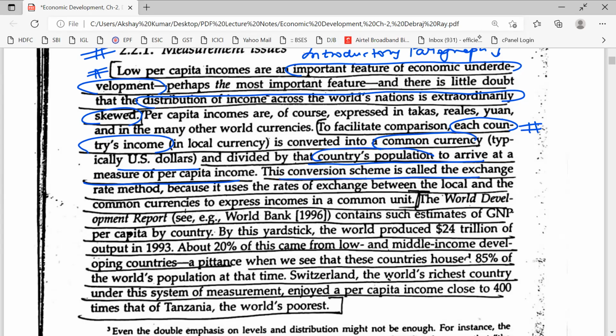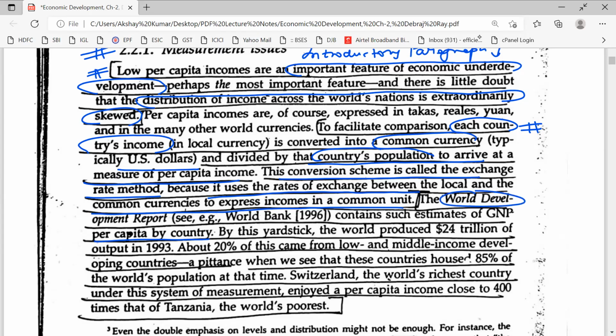This conversion scheme is called the exchange rate method because it uses the rates of exchange between the local and the common currencies to express incomes in a common unit. We know how to calculate the exchange rates now. So the World Development Report contains estimates of GNP per capita by country, and all of these are in terms of dollars. That means every country's currency is converted to dollars. And then you divide the income of that country by the population of that country, which gives you that country's per capita GNP. Very simple.